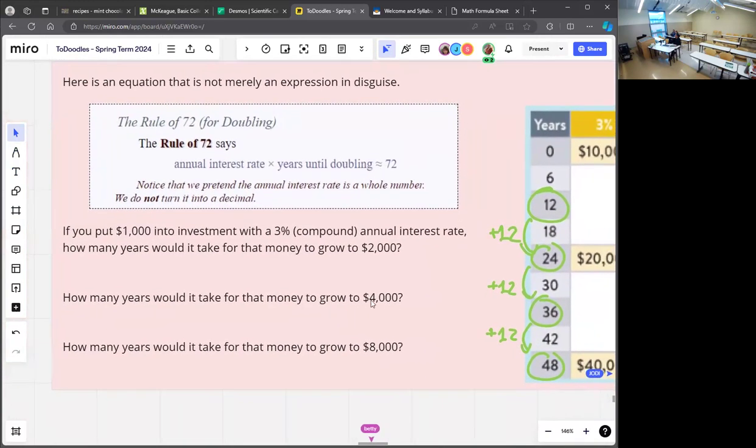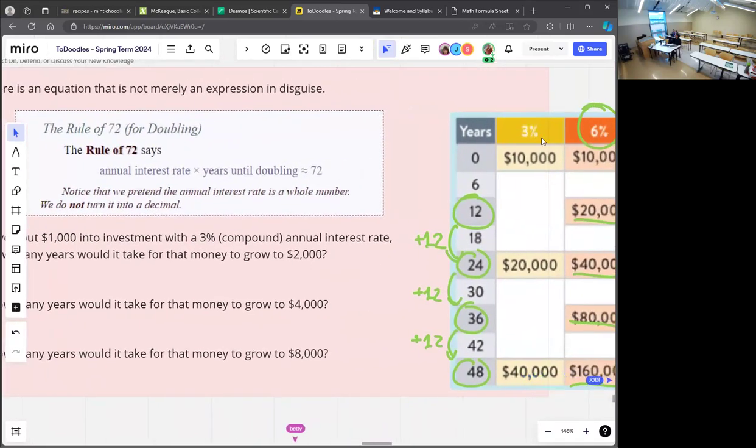If we wanted to think about it, if we put only 1,000 in a 3% compound annual interest rate place, how many years would it take it to grow? We just saw that. What's the number that goes with 3%? 12 years. Now 12 went with 6%. With 3% it was 24, right? 24, yeah. So it's gonna take 24 years to double at 3%.